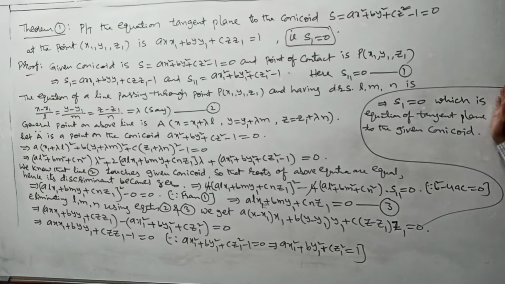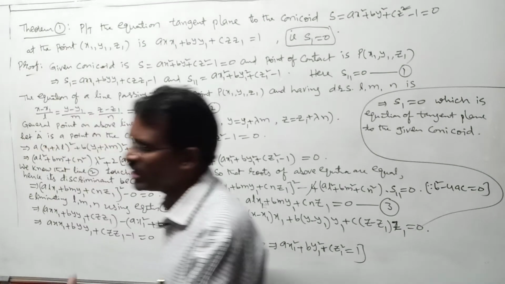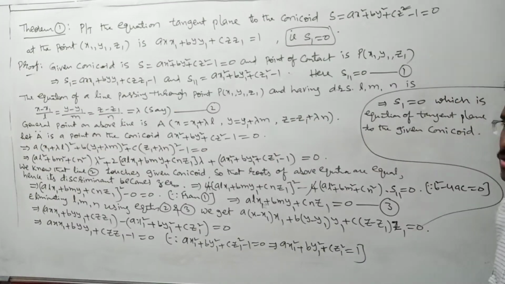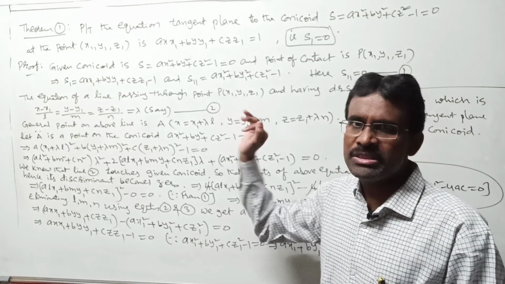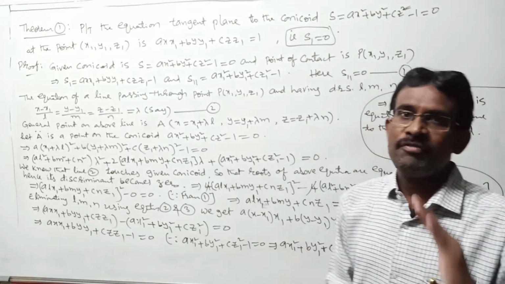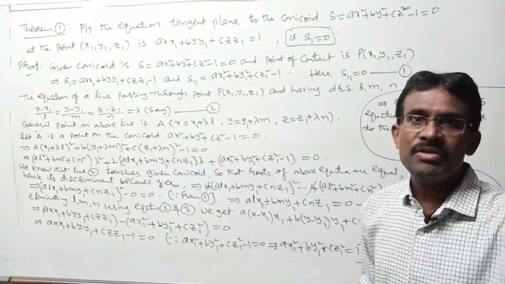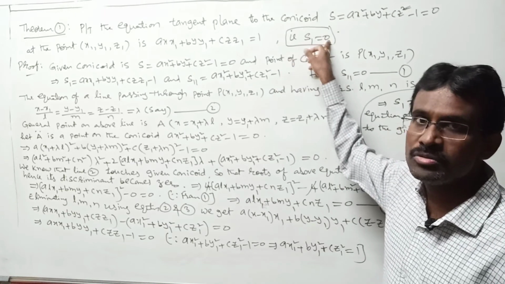This is about your theorem number 1. It is already we did this work in unit number 1 and unit number 2 also. Same work we had done here. But already I told this formula wise it is again very important. Whenever they want equation of tangent plane to some surface S equal to 0 means what? You must go for S1 equal to 0. Remember it.